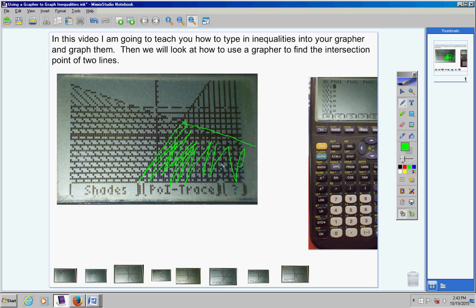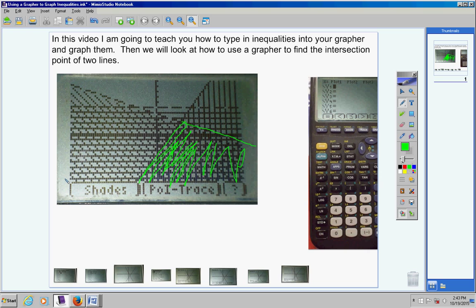Now, I'm not saying it's super easy to do or even necessary. What I am saying is you need to know how to do stuff like this, okay? So there's your answer. It graphed for you the three inequalities. It's a pretty good way to check your answer on a test or a quiz. Okay, alright, moving on. So that's how you enter inequalities.